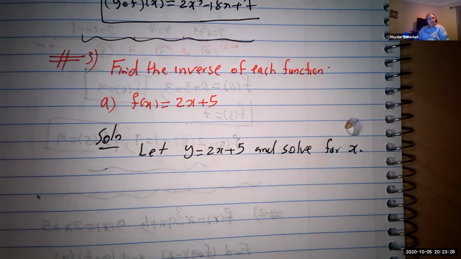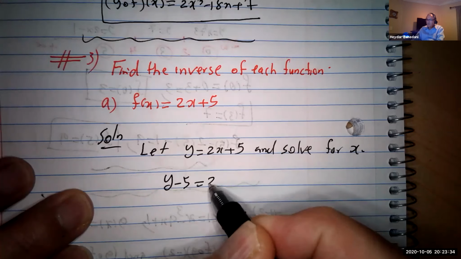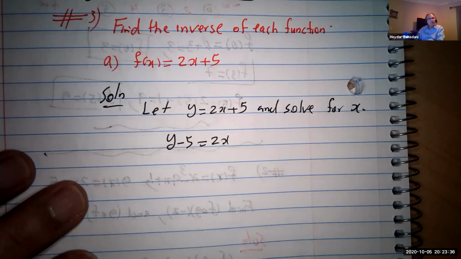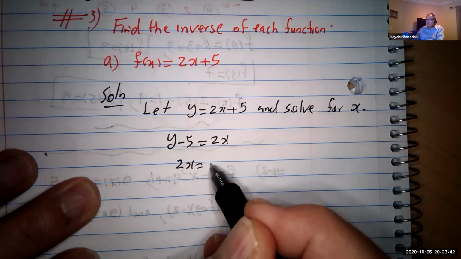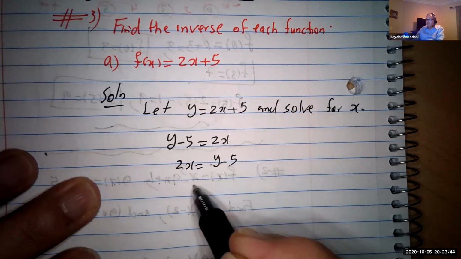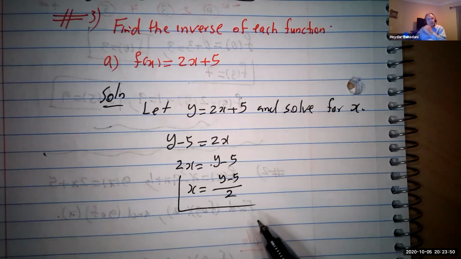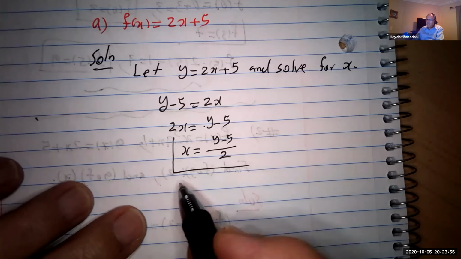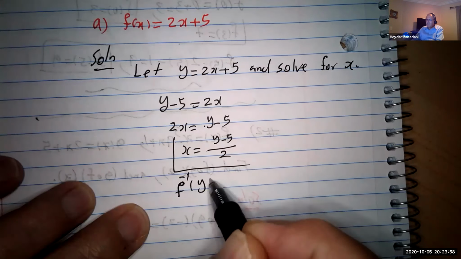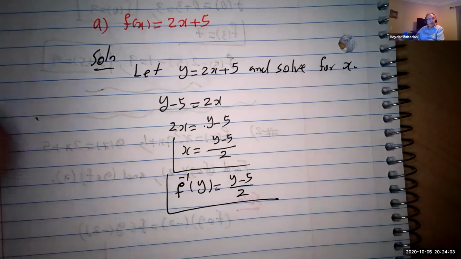That's easy to solve because you subtract the 5. So this is it. That gives you y minus 5 equal to 2x, or 2x equal to y minus 5. Divide by 2, so x would be equal to y minus 5 over 2. That is your inverse function. The notation is f inverse of y is equal to y minus 5 over 2.